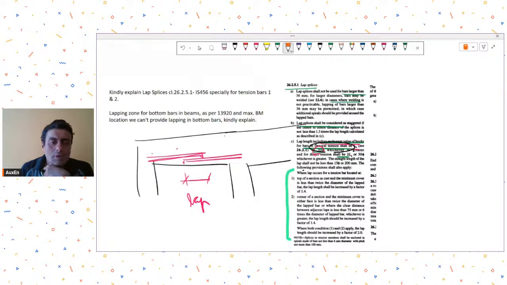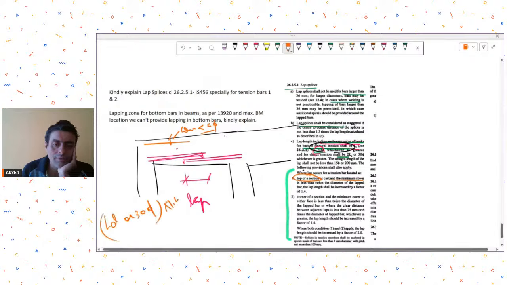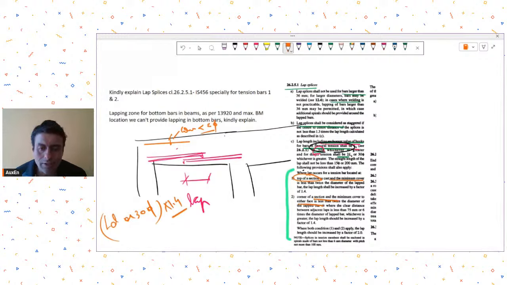I'm not very sure about it, but let's say there was a bar over here, top of a section. What is the meaning of top of a section? And the minimum cover. So this cover, if it is less than 2 times the bar dia of the bar, then this lap length that we were providing, which was LD or 30 times bar dia, has to be multiplied by 1.4 times. Corner of a section and minimum cover to either face is less than twice the dia, then also 1.4.